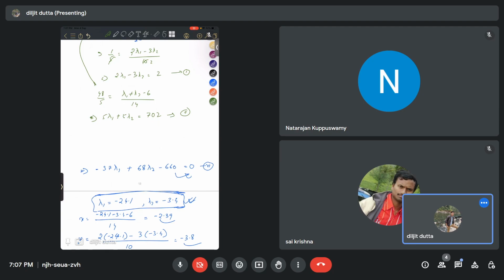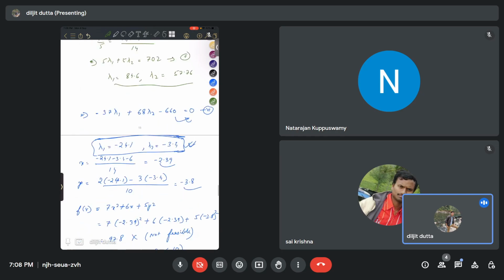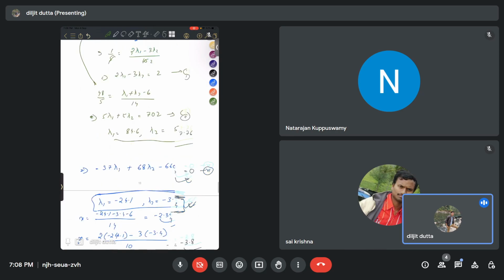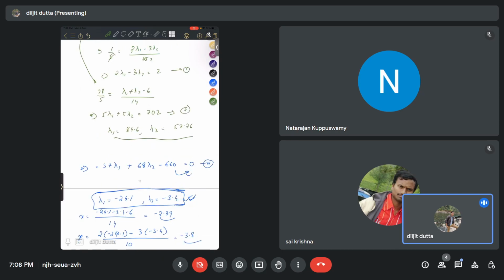If we solve, I think we will get lambda 1 equal to 84.6, lambda 2 equal to 55.76. So these are correct. In the previous way I think I made some mistake in calculating the solutions of the equations. That's why I got lambda 2 and lambda 2 negative. So this is the easier way to do.